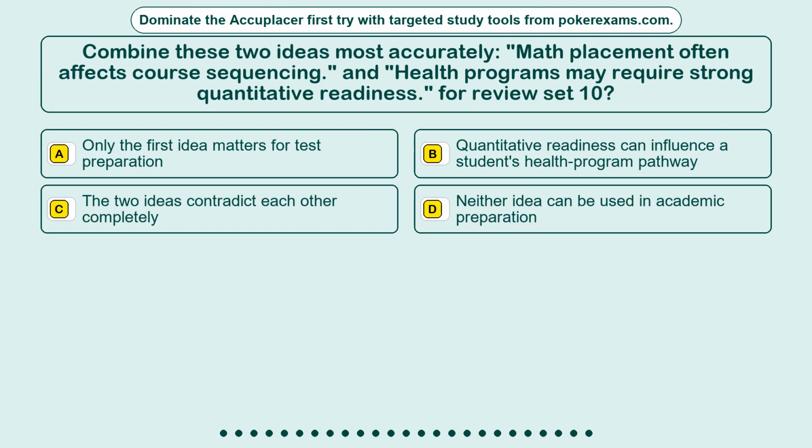Question 17. Combine these two ideas most accurately. Math placement often affects course sequencing, and health programs may require strong quantitative readiness. For review set 10, option A. Only the first idea matters for test preparation. Option B. Quantitative readiness can influence a student's health program pathway. Option C. The two ideas contradict each other completely. Option D. Neither idea can be used in academic preparation.